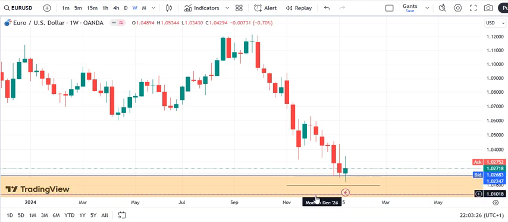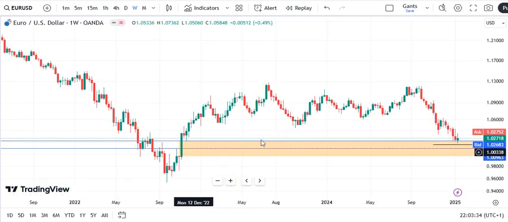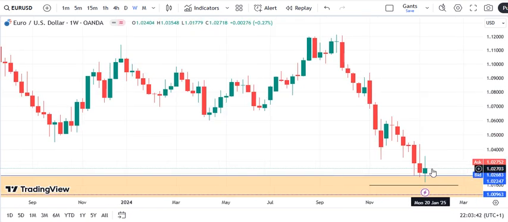I'm still not very convinced because it didn't get to 25%. At least it should get to 25% of that weekly PC. So I need that. I need it within this range. 25% at least should get there. So that's what I'm looking at. All right. So that's for weekly time frame.